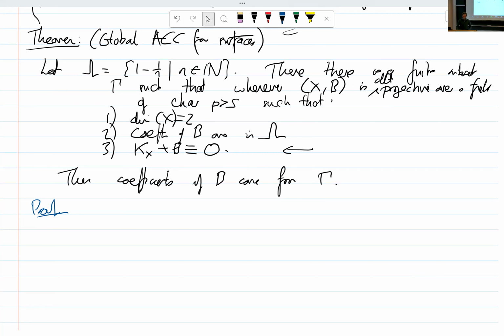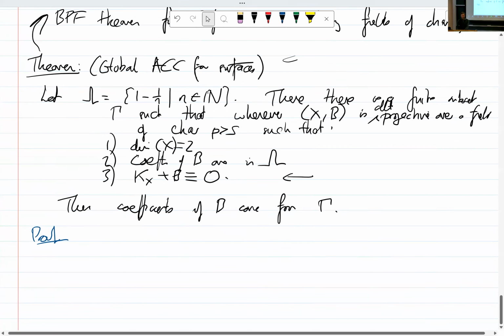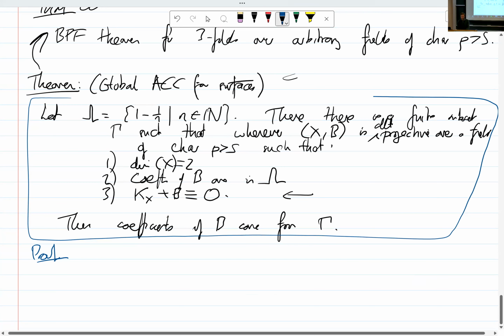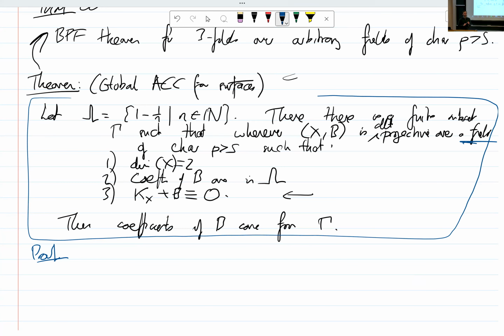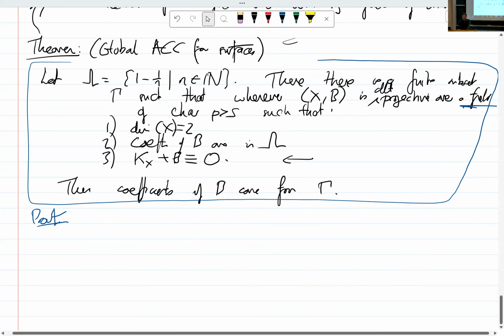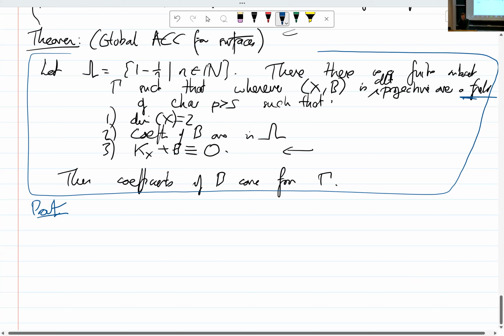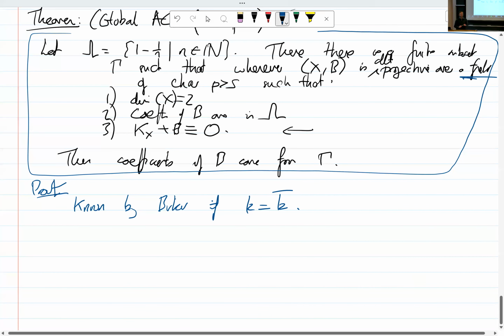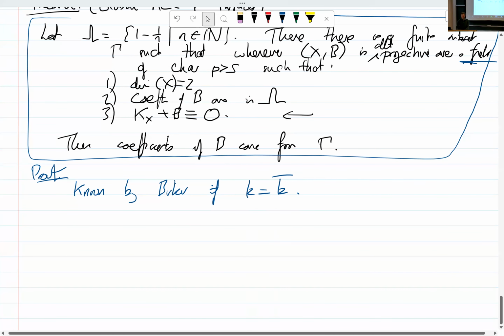Okay, so the point is, we know this if the field is algebraically closed. This was in Kocher's algebraically closed field paper, and that uses the boundedness thing. So proof known by Becker if k equals k bar. And so then the point is we want to just reduce to that case. So not use the same argument, but just reduce to it.